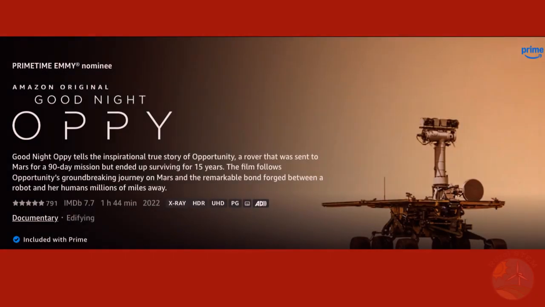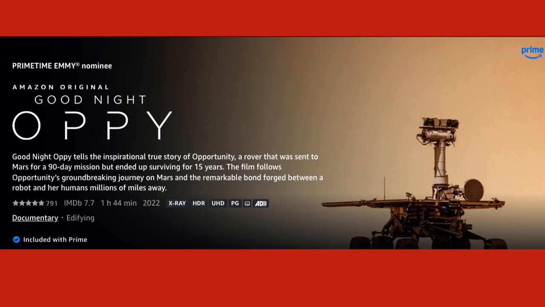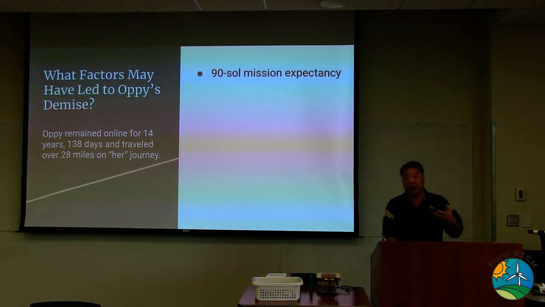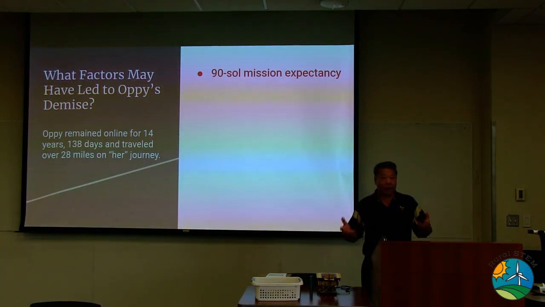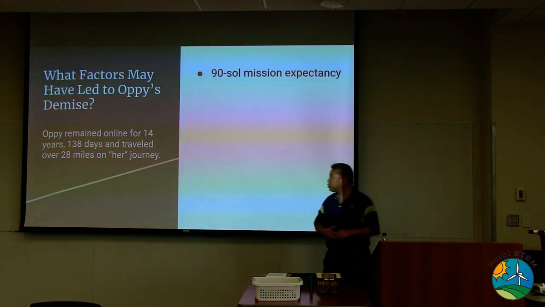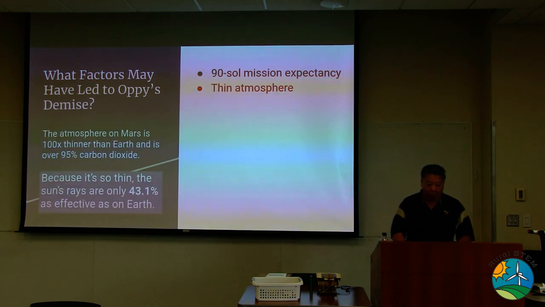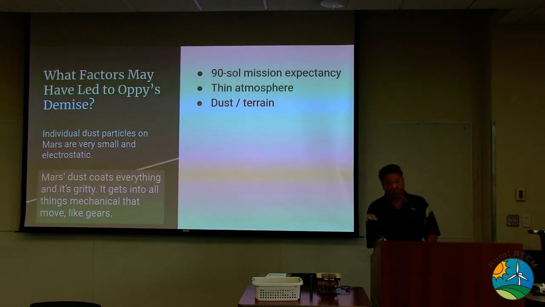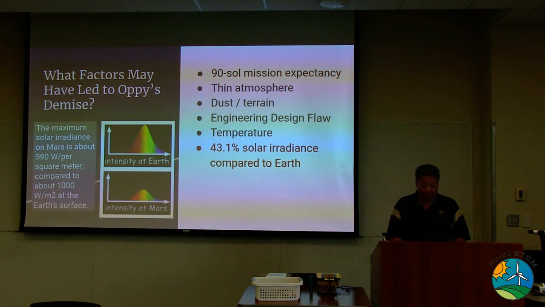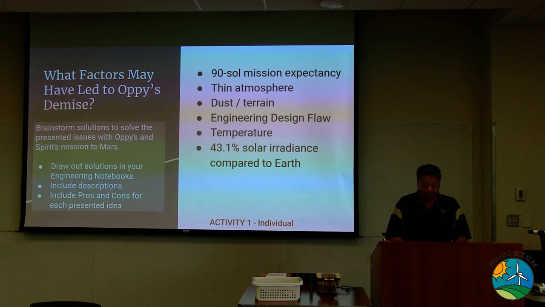The first 2 days of this lesson plan, we actually screen the film and we start talking about what killed Oppie, all right? Why did Oppie not last? Well, Oppie did last past its 90-day initial mission. It lasted 14 years. But what things on Mars affected Oppie, to the point where Oppie is not operating anymore?